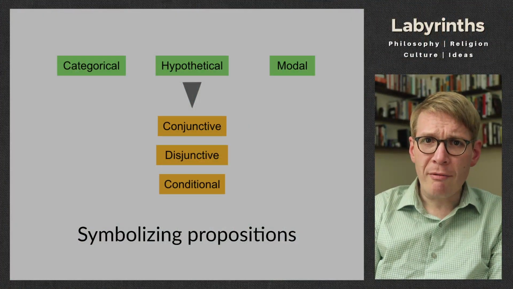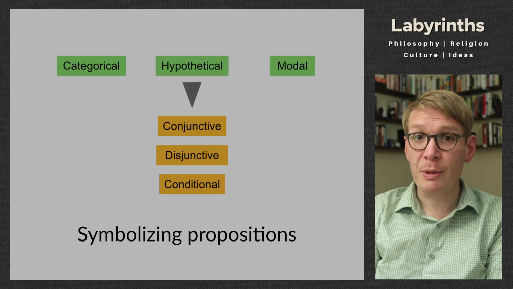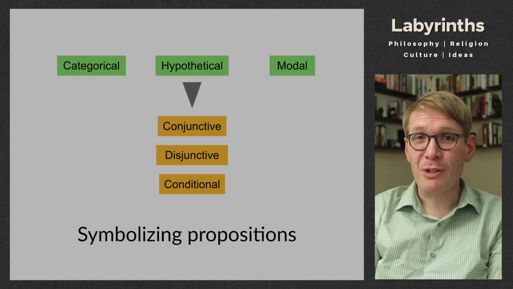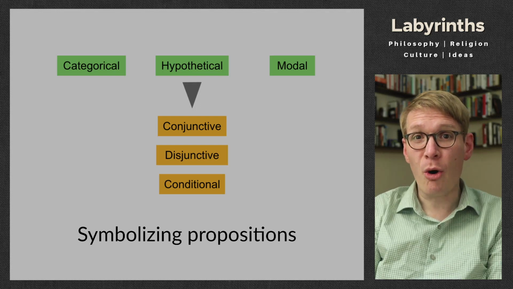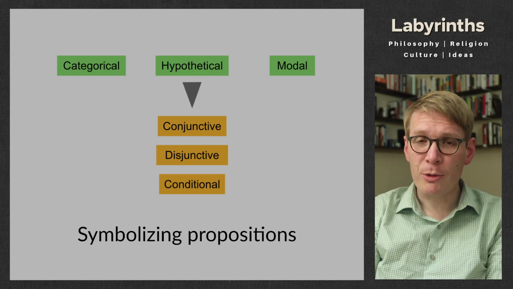On the screen here, you have the chart that was introduced at the beginning of our discussion of propositions, outlining the three main kinds, or at least identifying them. Categorical propositions are what we have been looking at. We've looked at the A, I, E, O form of these, standard form of categorical propositions.